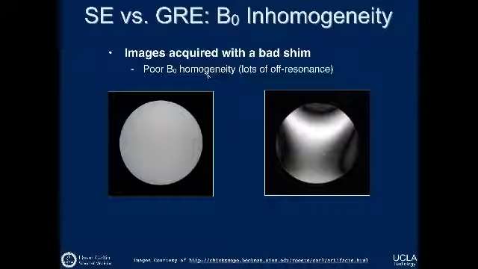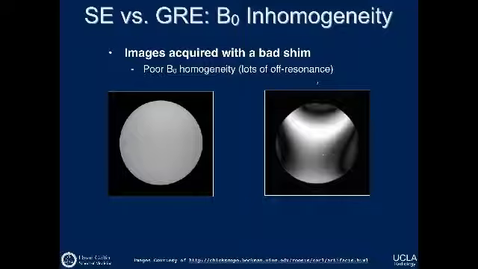And so now I have two images. One of them was a gradient echo image, and one of them was a spin echo image. Which one do you think is the spin echo image? Which one do you think is the gradient echo image? Let me ask that in a more direct way. Which image do you think this is, spin echo or gradient echo? This is the gradient echo image, right?